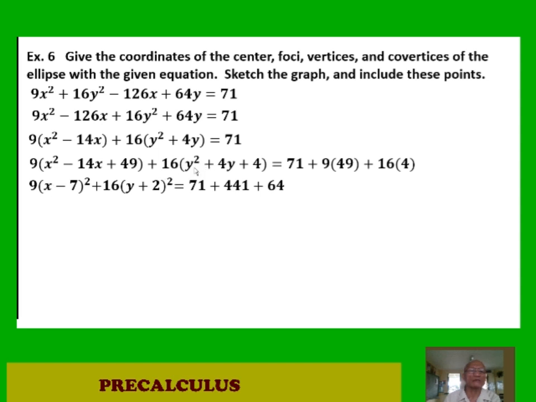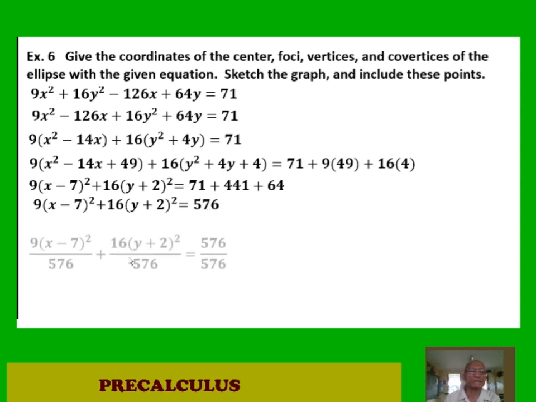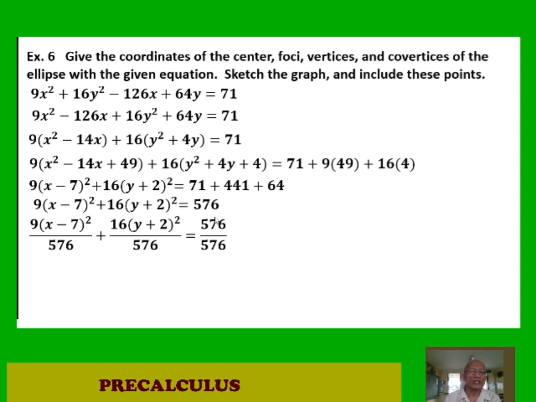This one is also (y plus 2) squared. Then combine and simplify. And then divide the whole equation by 576, so that the right side becomes 1. And reduce: 576 divided by 16, and likewise 576 divided by 9.